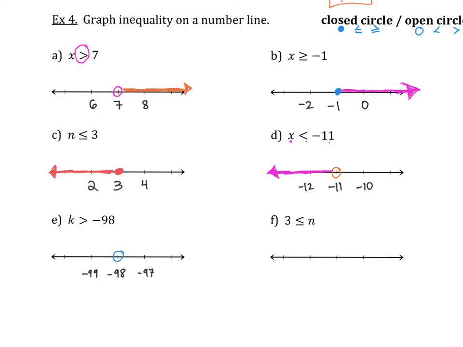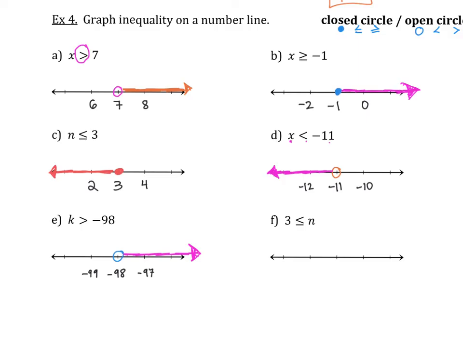Let's see what this is saying. The solutions, or the shaded region, is greater than negative 98, or the shaded region is higher than negative 98. So I want to shade the numbers that are higher than negative 98. Negative 97, negative 96, negative 20. Forever in that direction is positive.